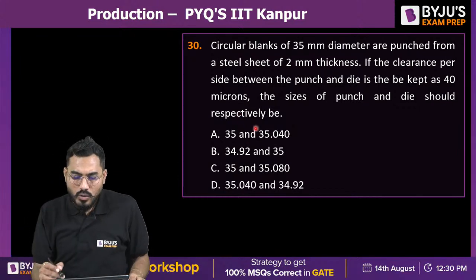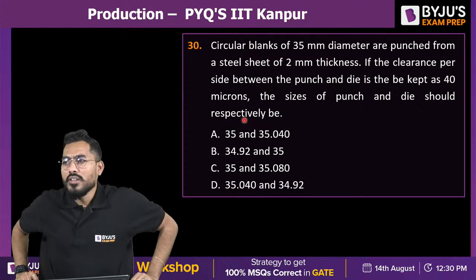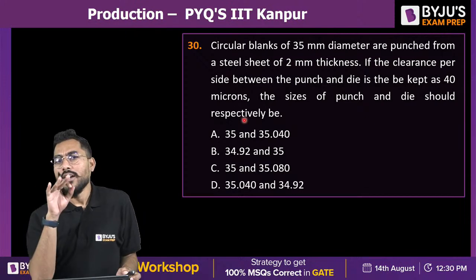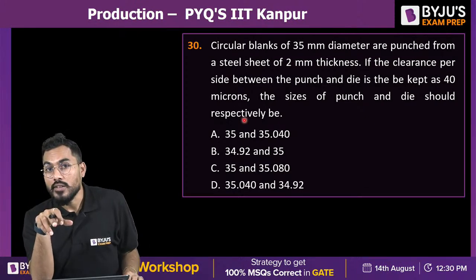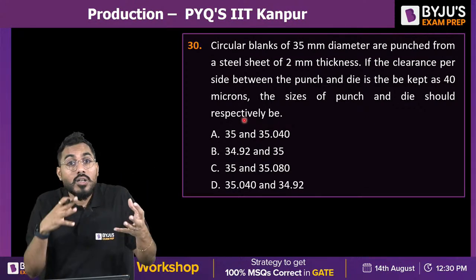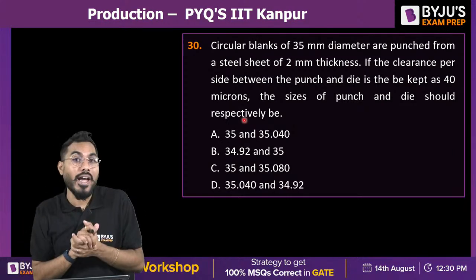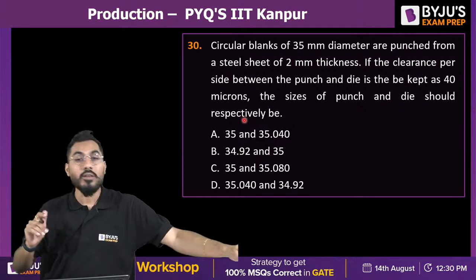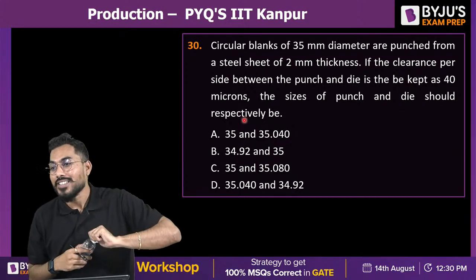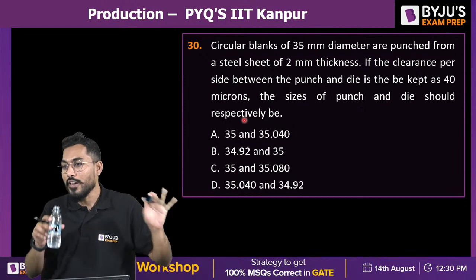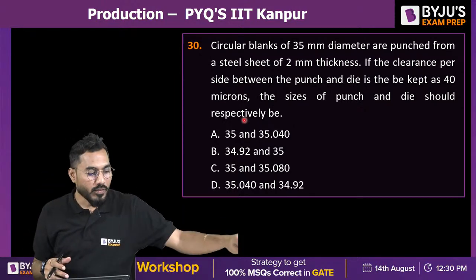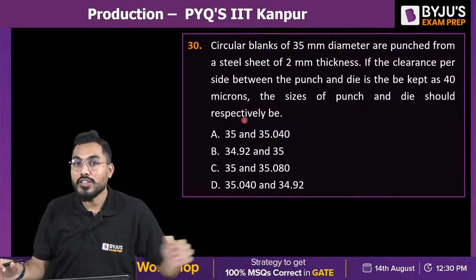So, sir, we are interested to produce a blank of 35 mm diameter. So we know that blank size is controlled by die size. So if I want to manufacture a blank of 35 mm diameter, can I say that the die should be manufactured with a diameter of 35 millimeter? So straight away I'll say that die size should be exactly equal to 35 millimeter. Are you accepting this?